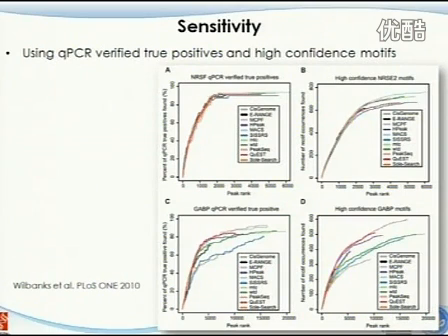And sensitivity is a good one. So they use the qPCR verified true positives and high confidence motifs, and they want to see what percentage of true positives they can recover. Okay, so you can see that most of these algorithms for this NRSF qPCR result are pretty similar, right? After ranking about 1,000 peaks, they recovered almost 90% of the experimentally validated peaks. That's really, really good.